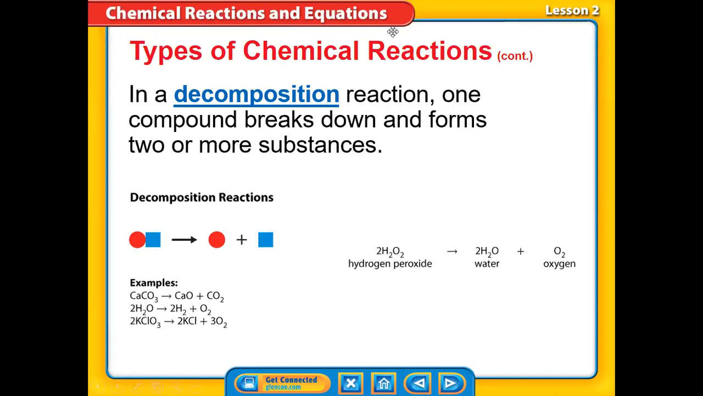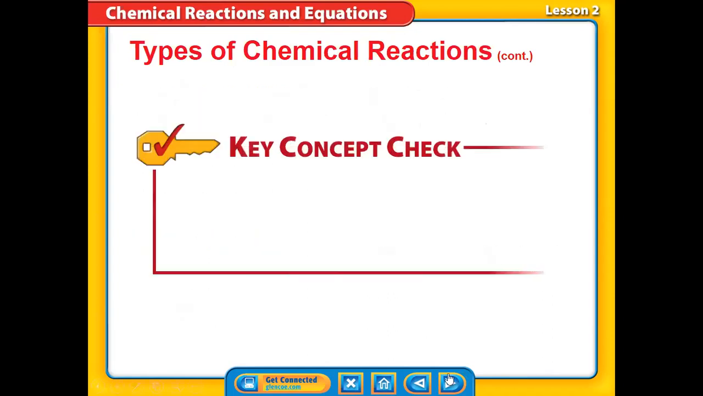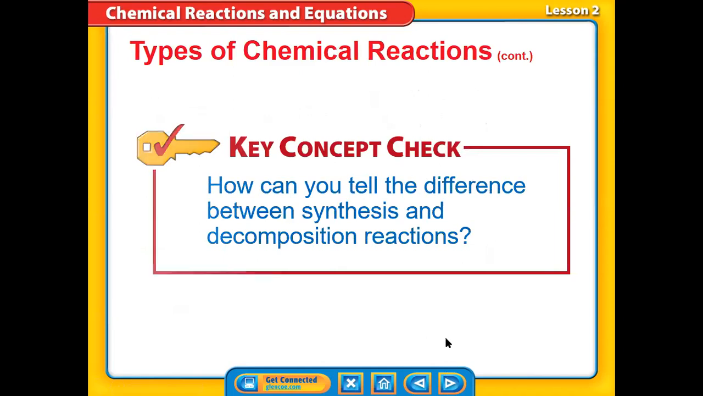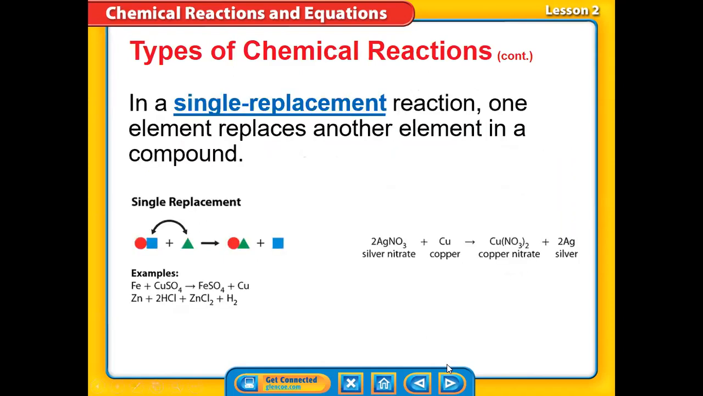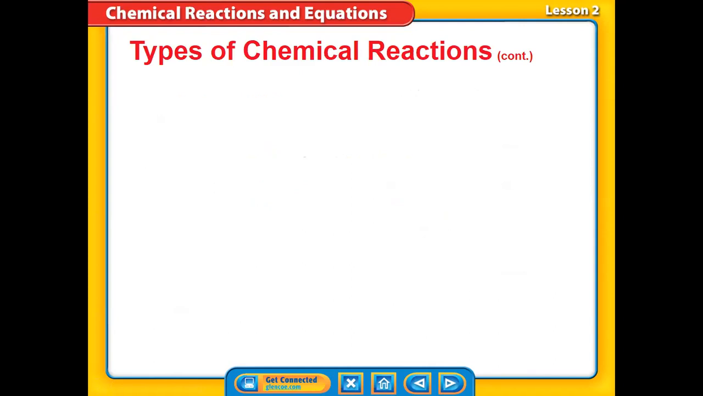So then here, guys, we pass to the third type of chemical reaction, which is the single replacement reaction. Who can tell me what I mean by single replacement reaction? Yes, Kinsey? One element will replace another element in one compound. Good. Once an element replaces another element in a compound.